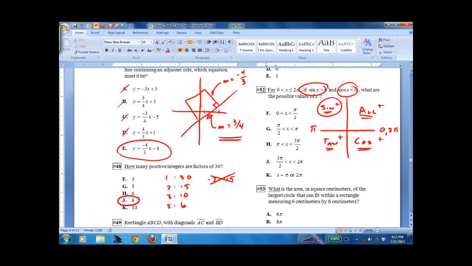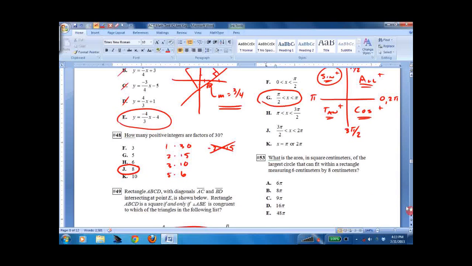0, 2 pi is once around. Half of that is pi. Half again is pi over 2. This is 3 pi over 2. So we're looking at the second quadrant between pi over 2 and pi. If you haven't taken a class in trig, that's virtually an impossible problem.